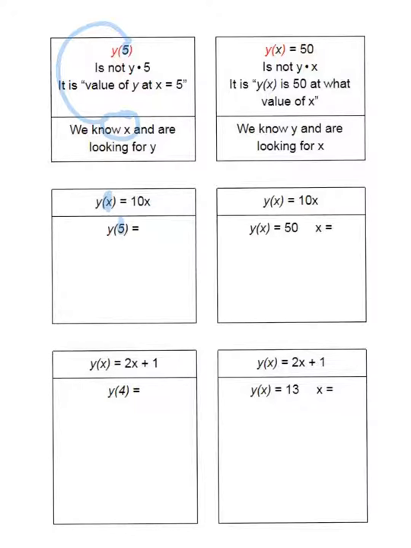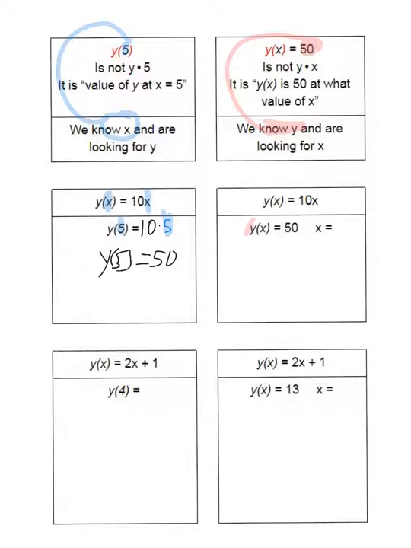We plug in a 5 for the x, and so now you get 10 times that 5, because that's what we're plugging in, just like we saw before. And then you can also have the other situation where they tell you the y, and then you have to find the x.